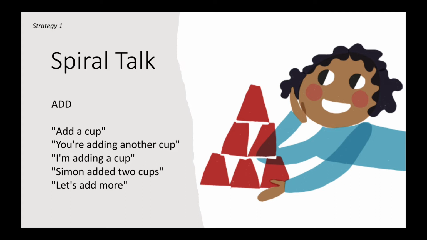Thinking about our students with significant disabilities, maybe with physical disabilities, we can still use spiral talk to be describing what we are doing too. So if our students aren't playing with their hands, we can still use this strategy in the same way to talk about what we are doing or what we are seeing and just be bombarding them with that vocabulary word.